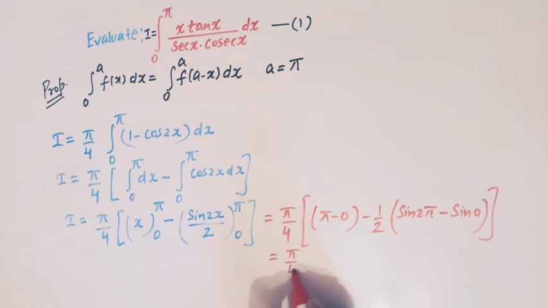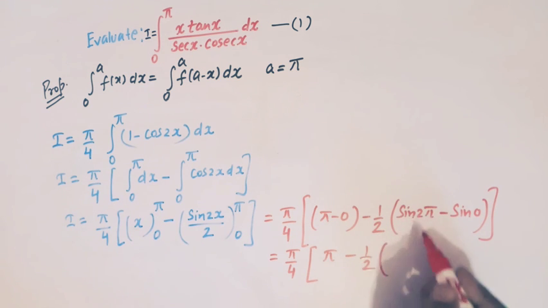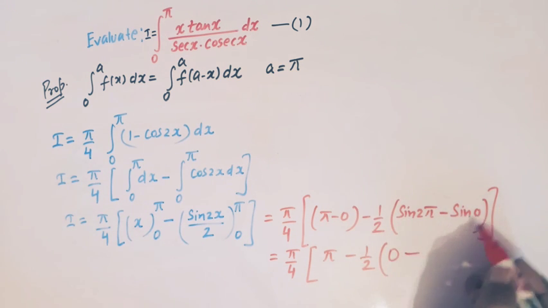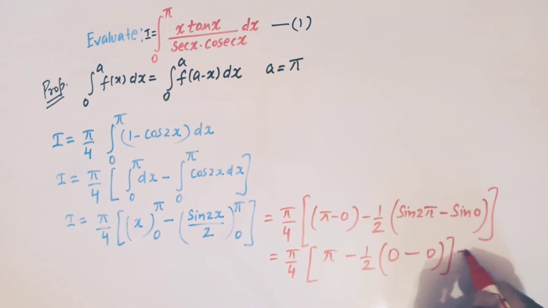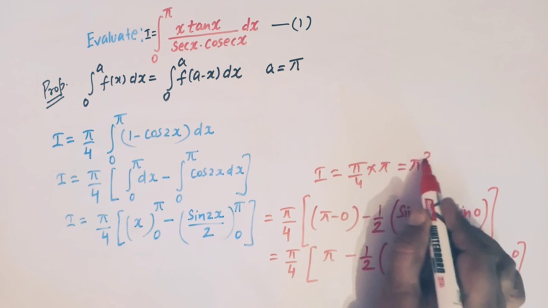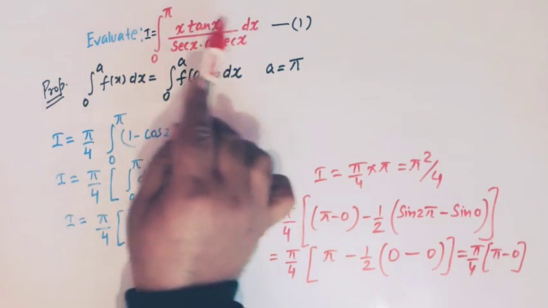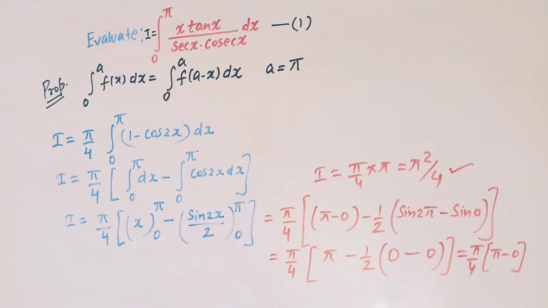So this is pi over 4, pi minus 0 is pi, and here we have minus half times sine 2 pi; the value of sine 2 pi is 0, and sine 0 is also 0. And now we have pi by 4 times pi minus 0, and this gives I is equal to pi by 4 times pi, that is pi square over 4, right? So viewers, the value of this integral is pi square over 4.